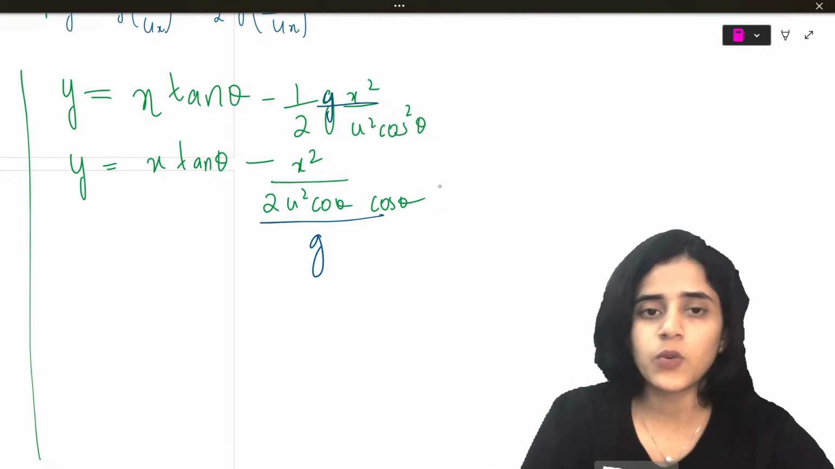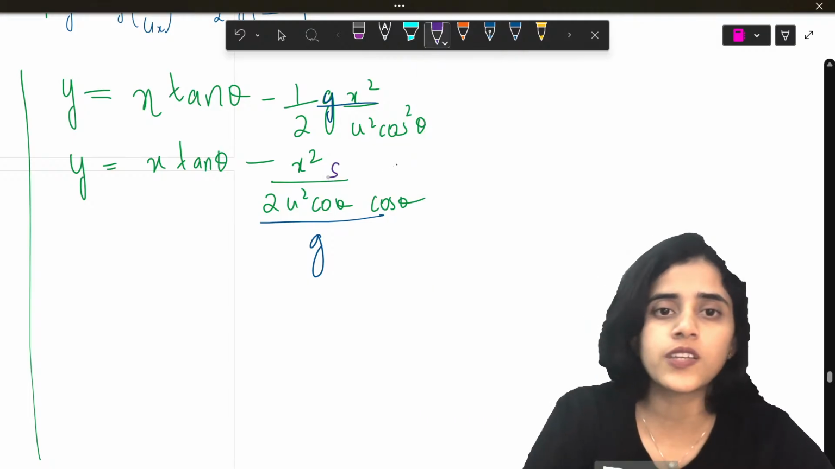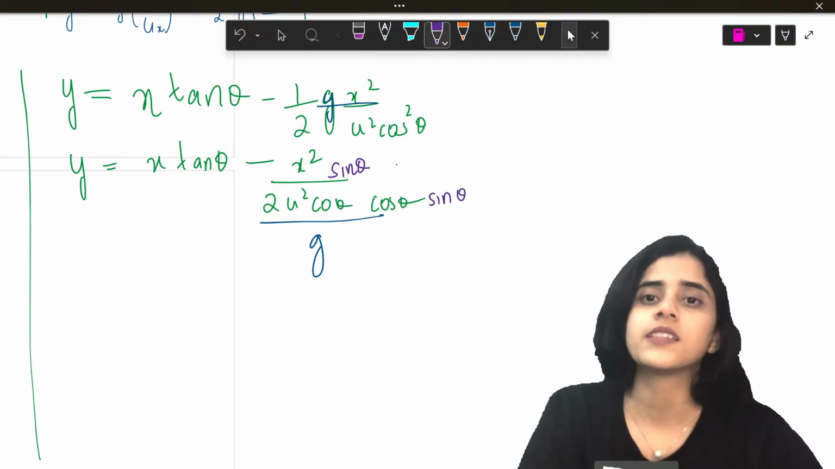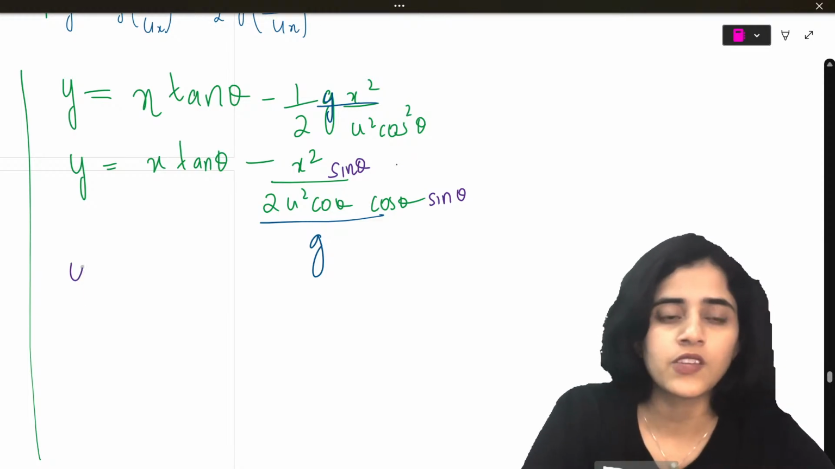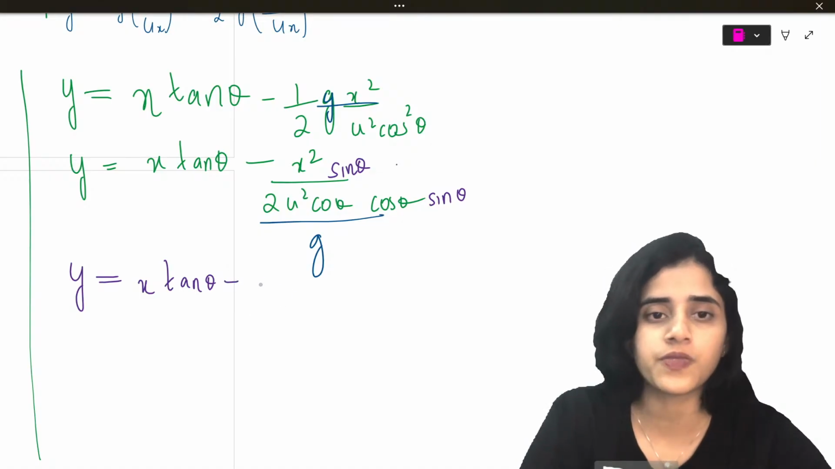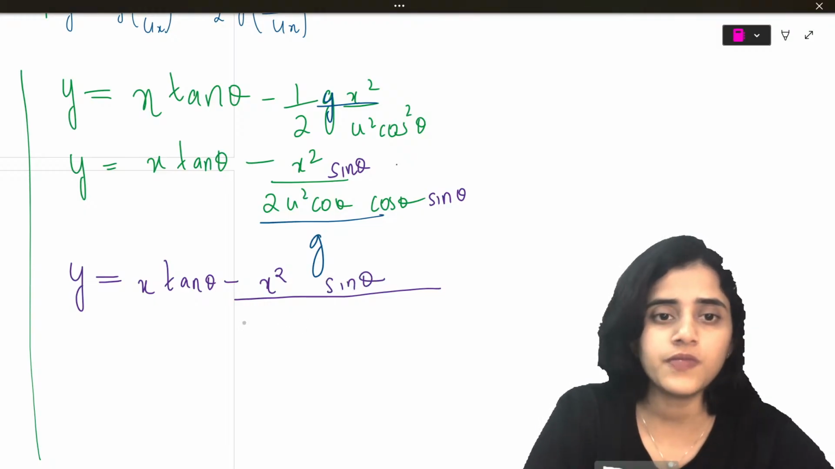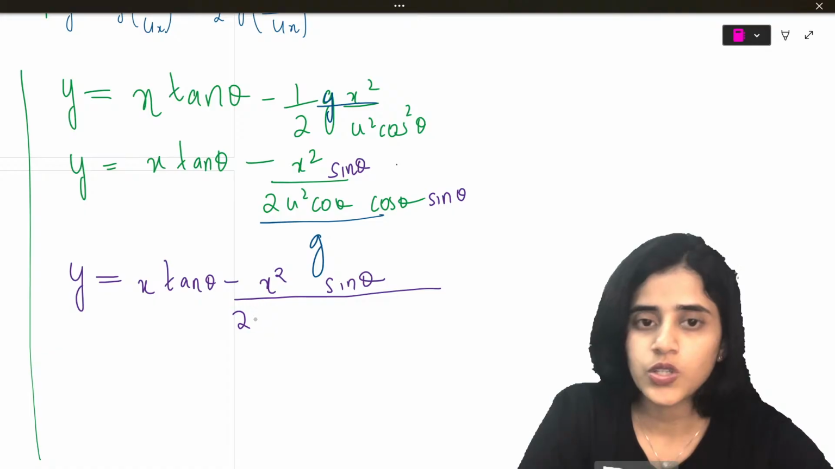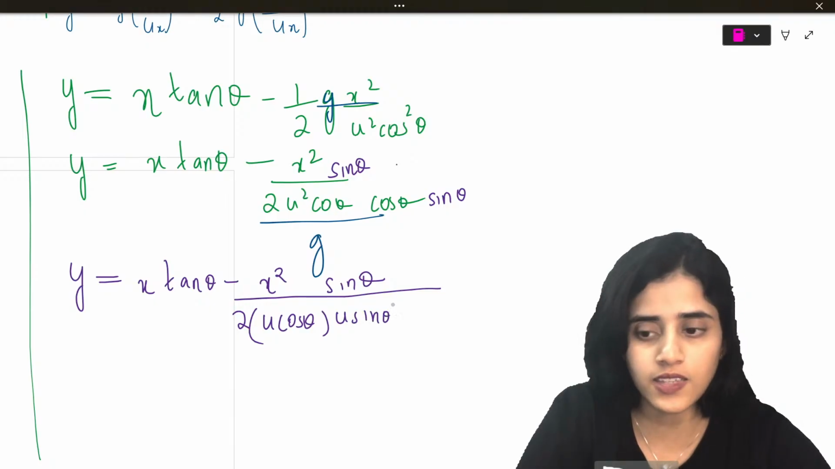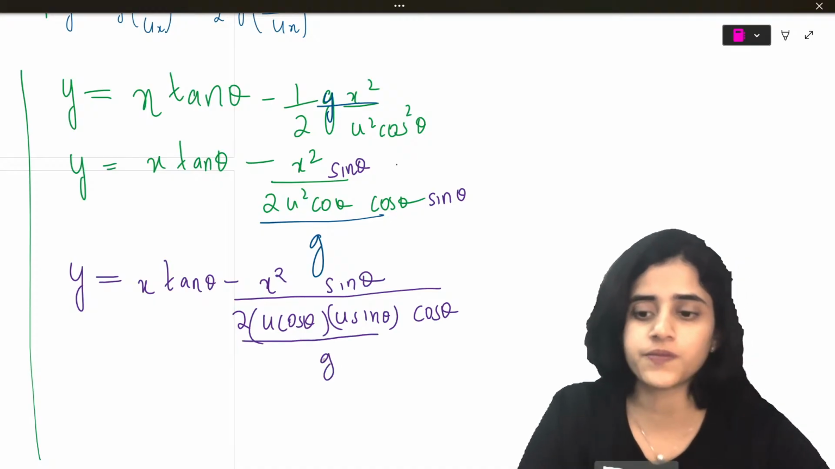Now what I will do, I will multiply it with sine theta. So here also I will put sine theta. Here also I will put sine theta. So I'll multiply and divide by sine theta. So now what do I have? Y is equal to x tan theta minus x square, sine theta is here, 2 u cos theta, u sin theta, cos theta, the whole by g.